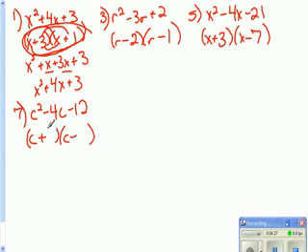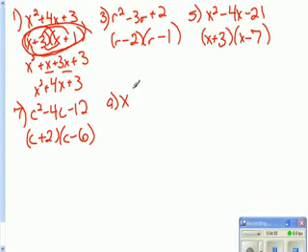What about 2 and 6? 2 times 6 is 12, and 6 minus 2 is 4. But I want more negatives, so my 6 is bigger, so it should go with the negative. That way I get my negative 4 when I add them. Number 9.